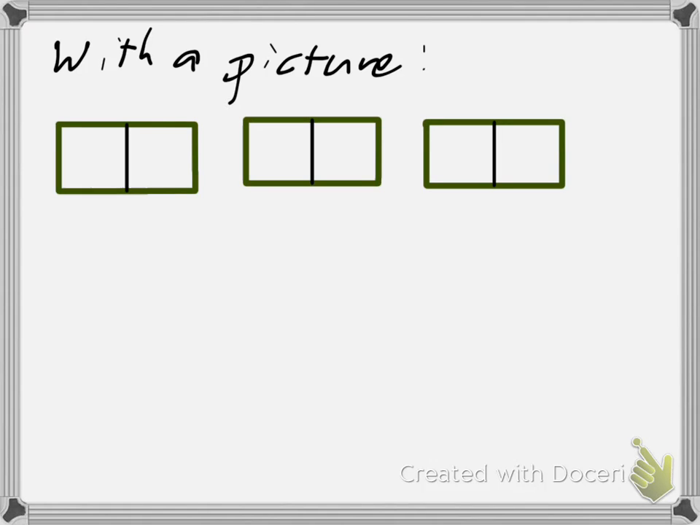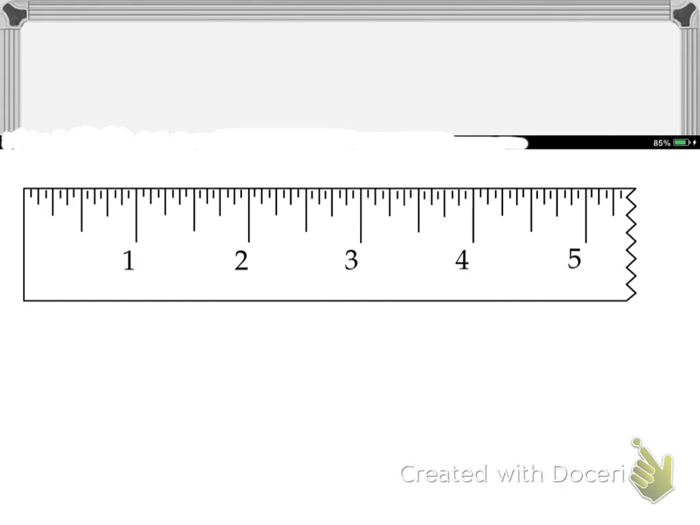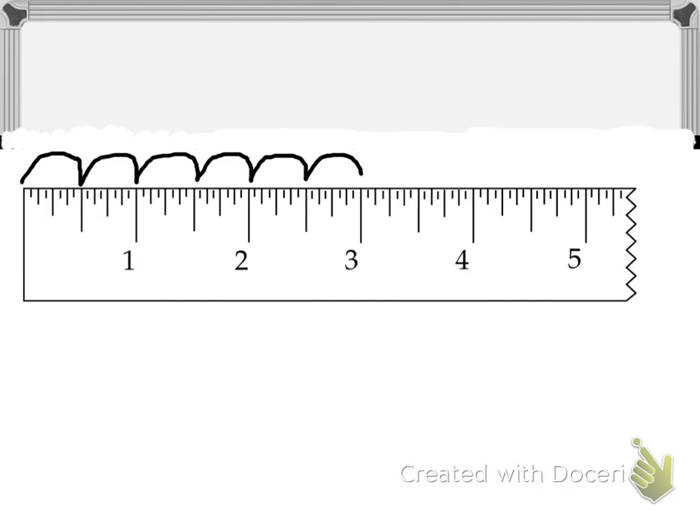So we start by showing how many times using a picture. We start with 3 wholes broken up into halves, trying to figure out how many times a half goes into 3. And so we just start counting them, and we say, oh, okay, 1, 2, 3, 4, 5, 6. So 3 divided by a half. How many times a half goes into 3? How many halves are there in 3? Answer, 6.